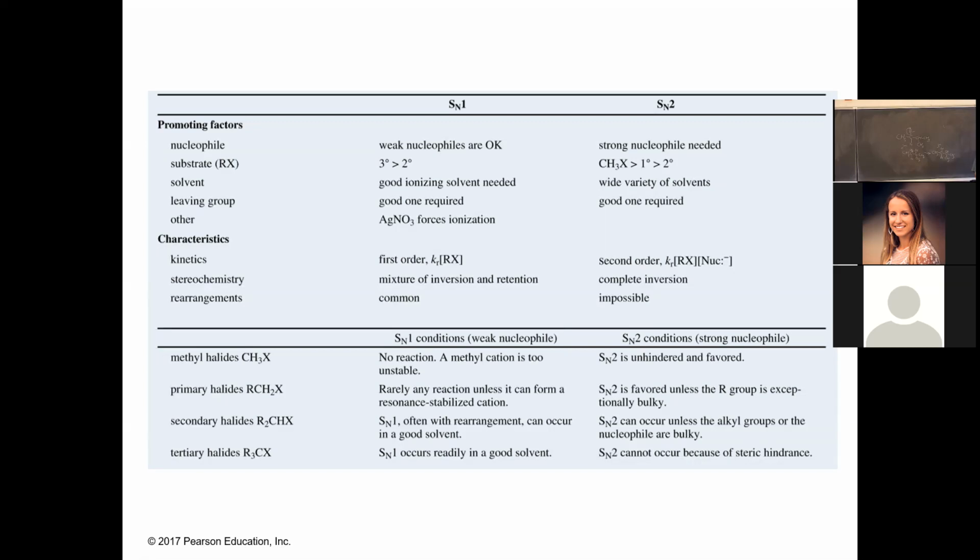Silver nitrate forces ionization. We haven't talked about this. In a later chapter, we'll have an example where we have silver. So I just chose some random alkyl halide, and if I want to make sure that this undergoes SN1, add silver ions. This would form the carbocation. As soon as the bromide left, it would form silver bromide.